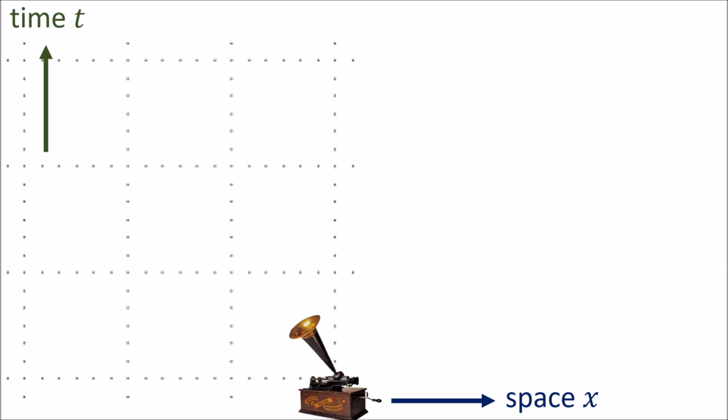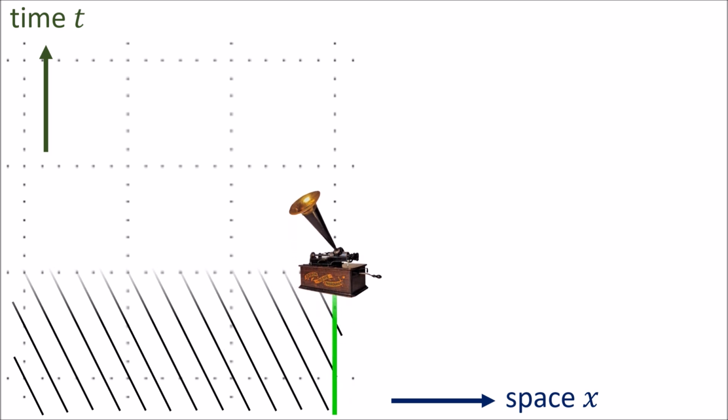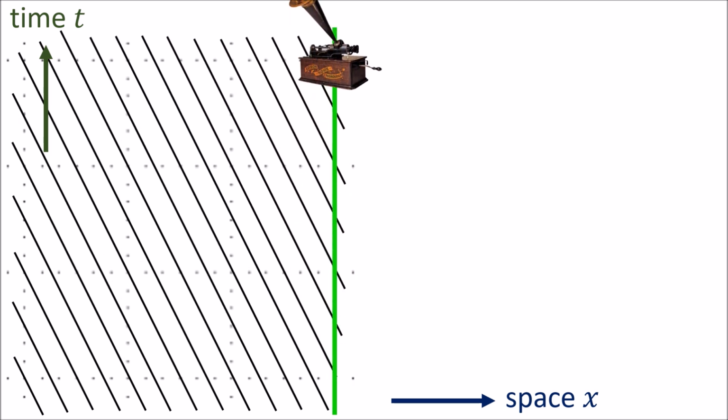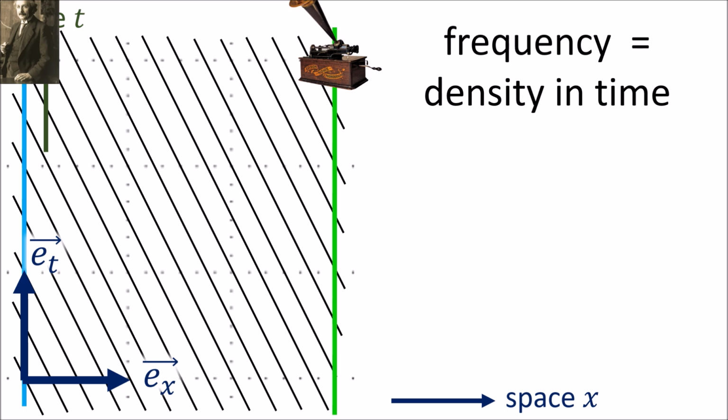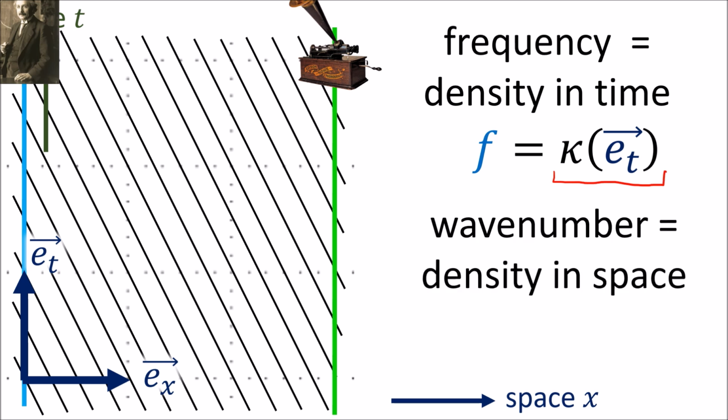Let's say that we have a stationary sound wave generator that is producing a wave that moves to the left. Einstein is also stationary, positioned some distance away. To measure this wave covector, all we have to do is use Einstein's spacetime basis vectors e_t and e_x. The wave's frequency is just its density in time, which is just the wave covector kappa acting on the time basis vector e_t. And the wave's wave number is just its density in space, which is just the wave covector kappa acting on the e_x basis vector.